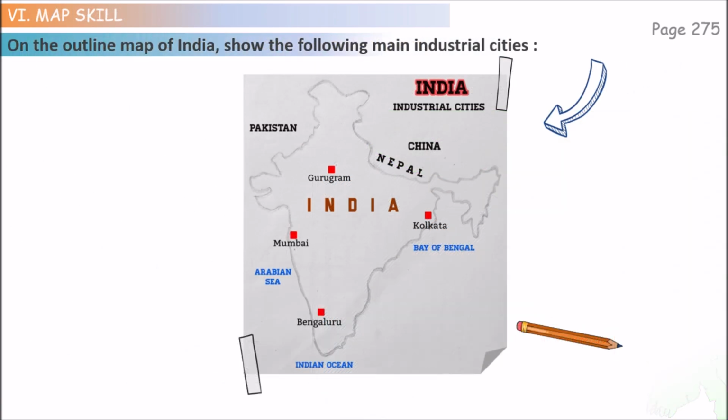On the outline map of India, show the following main industrial cities.